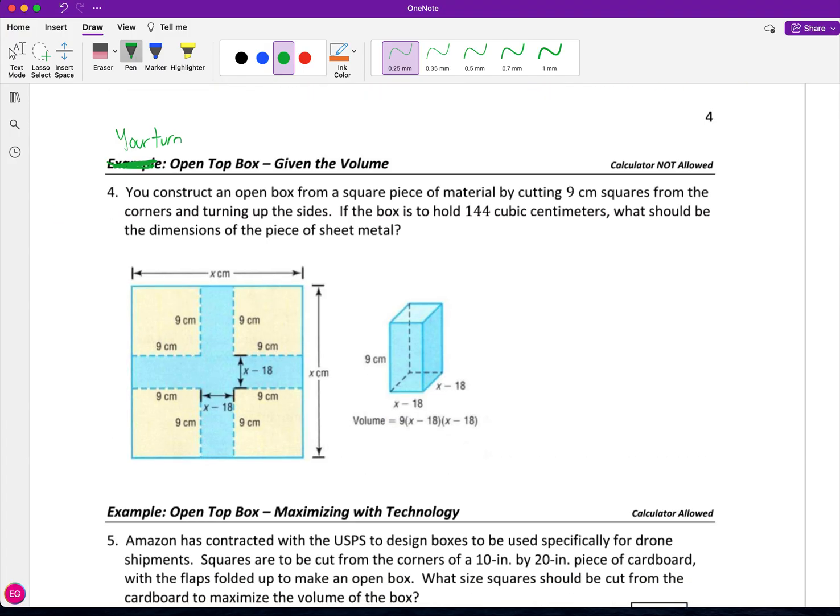All right, you should pause the video. You should try this one yourself, see if you can figure it out. I will be here when you are done. Please try to figure out the domain. That's super important.